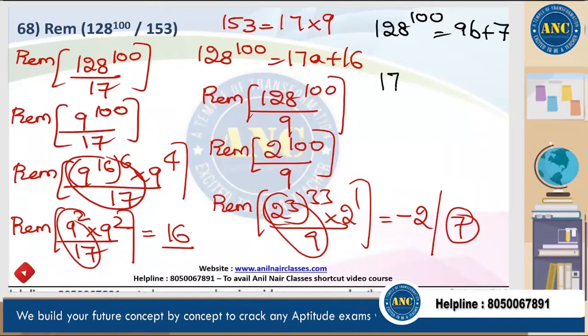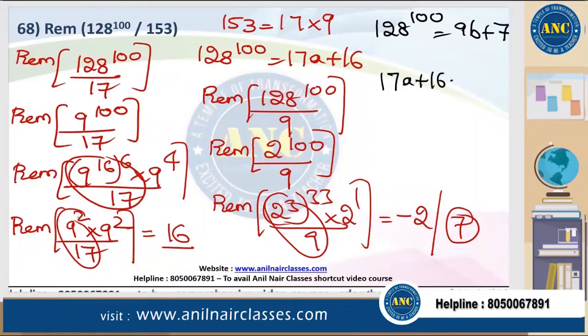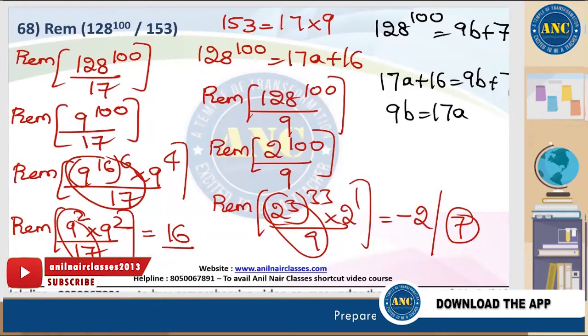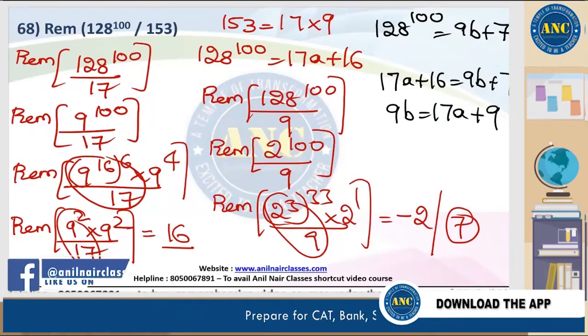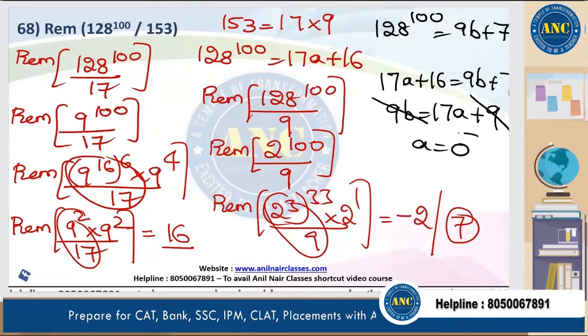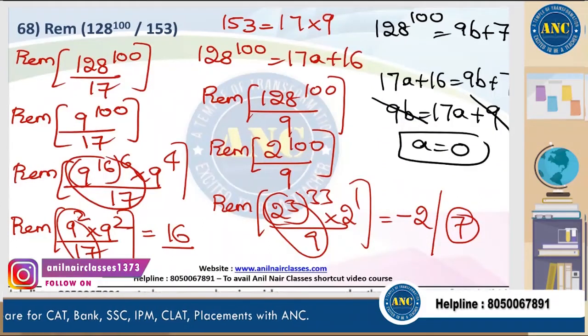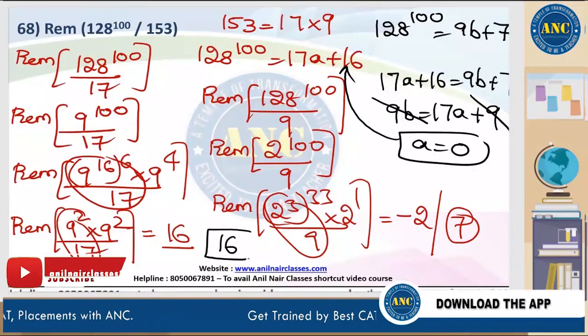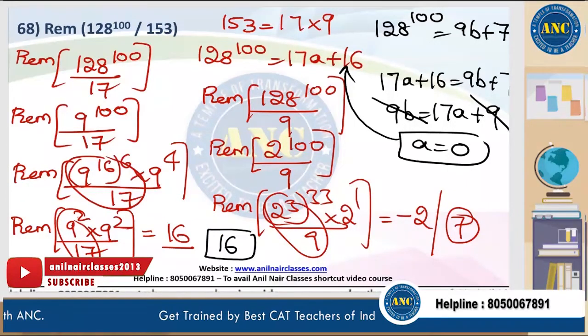So 17a plus 16 is equivalent to 9b plus 7. 9b is equivalent to 17a plus 9. These are divisible by 9, these are divisible by 9, so a value is 0. If a is 0, 17 into 0 plus 16, answer is 16. Idea clear?